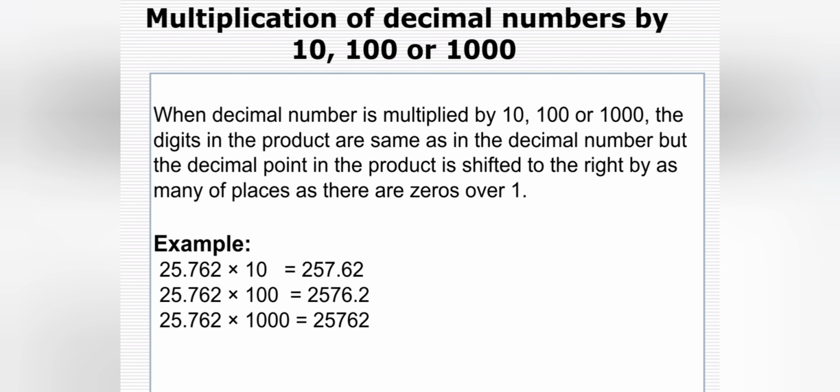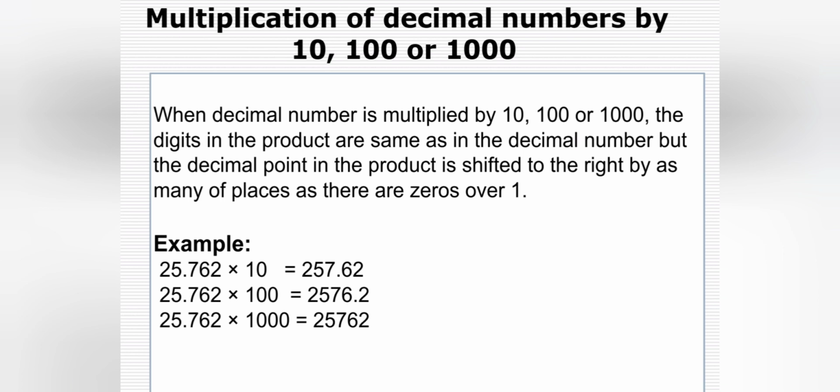Moving to the next point, multiplication of a decimal number by 10, 100 or 1000. When a decimal number is multiplied by 10, 100 or 1000, the digits in the product are the same as in the decimal number, but the decimal point in the product is shifted to the right by as many places as there are zeros over 1. Now let us understand this by one example.